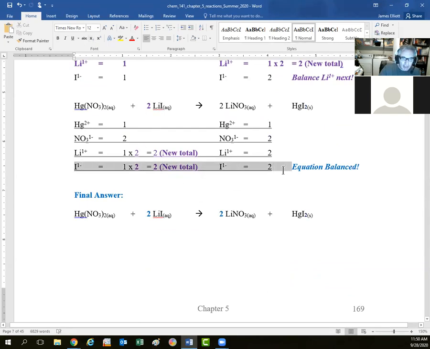But that now balances. That was one of the elements we were looking at balancing, and now everything is balanced. 1 atom of mercury on each side, but 2 units of nitrate, lithium, and iodide, with that 1 to 2 to 2 to 1 proportions.